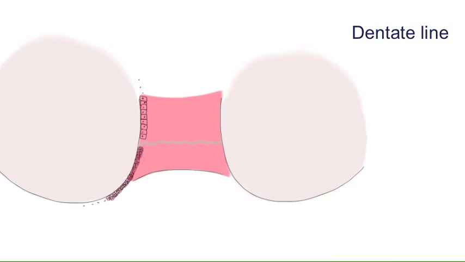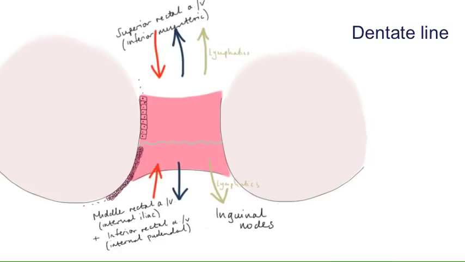Now there are also differences above and below the dentate line in the vascular supply and lymphatic drainage of the anal canal, and also in the nerve supply. So the anal canal above the line is not really sensitive to pain, whilst below it is very sensitive indeed, and we need to bear this in mind when we perform any surgical procedures in this area.